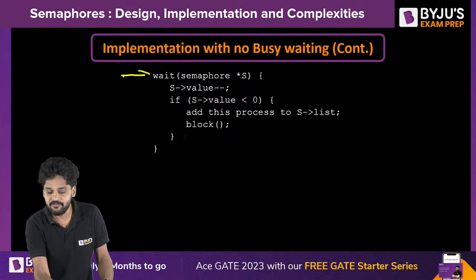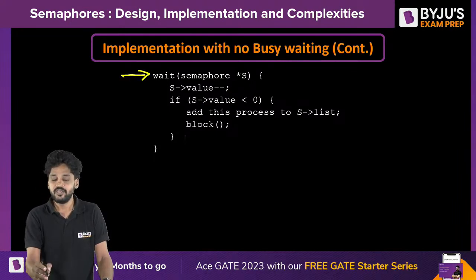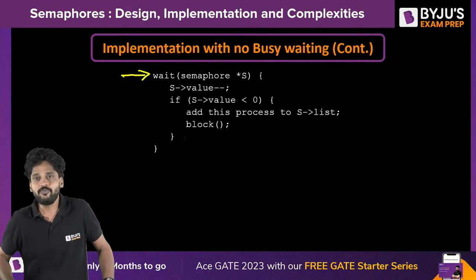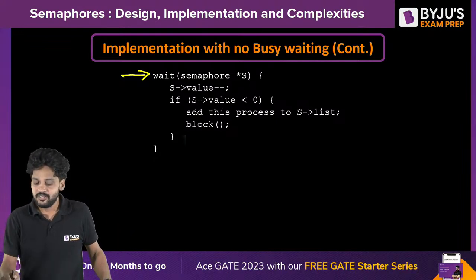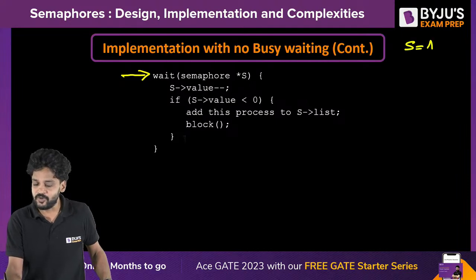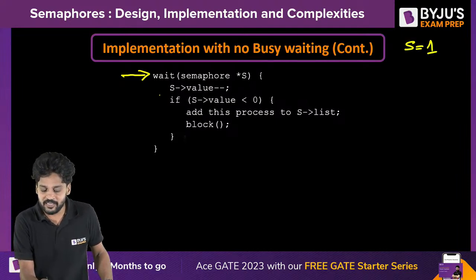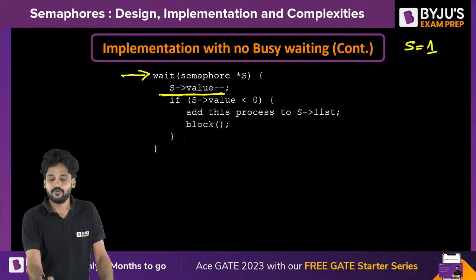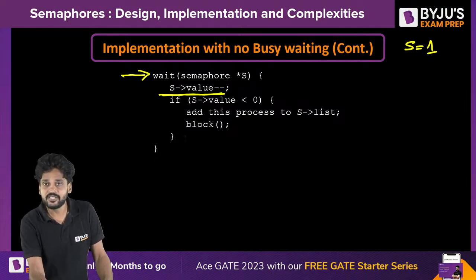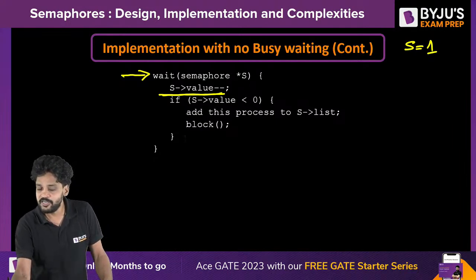Let us have a look at the wait operation of the semaphore. In this wait operation, we are not using the while condition at all. Rather, let us say initially S value is equal to 1. Directly we are decrementing the value. The value of the semaphore is getting decremented right now. So let us say the value will become 0.